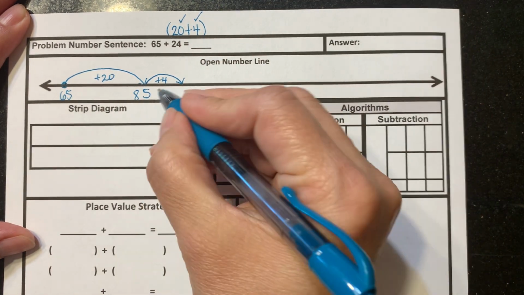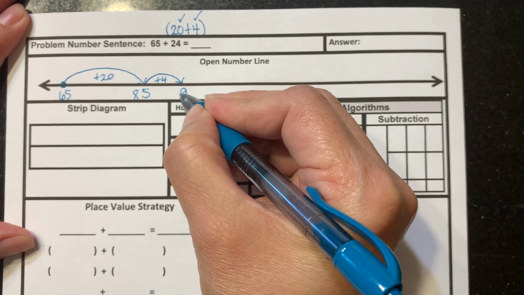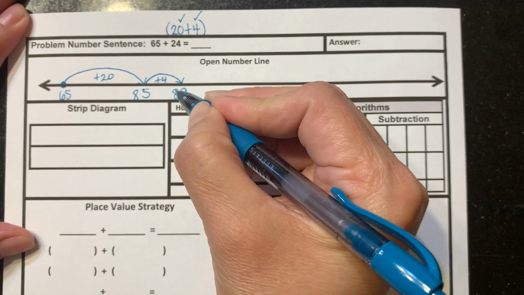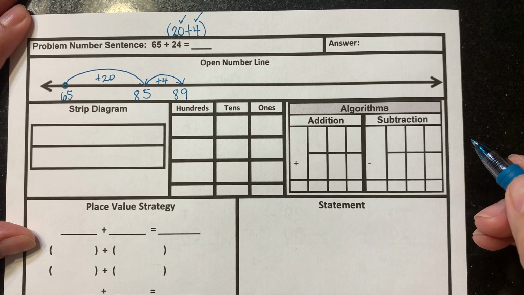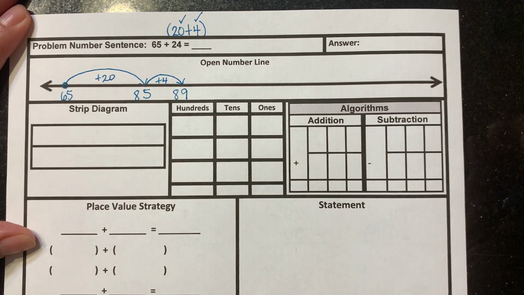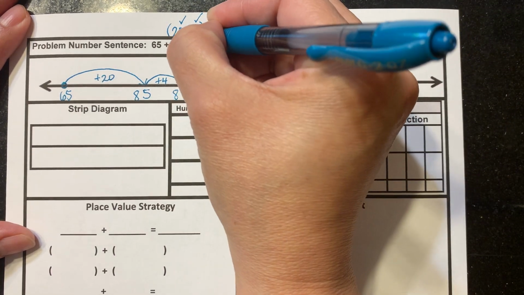I'm done with that. 85 plus 4. Well, 5 plus 4 is 9, and 8 plus 0 is 8. The answer is 89. So that means the rest of the numbers in your multiple representation chart have to equal 89. My answer, I'm going to write it right here. I could write it right here as well.